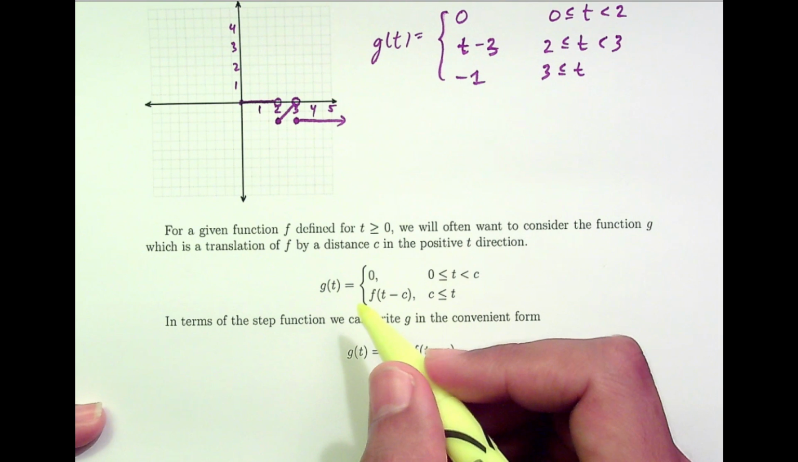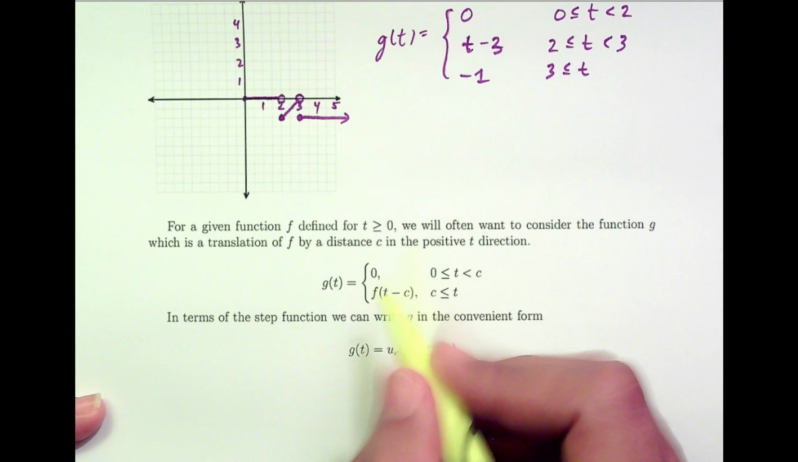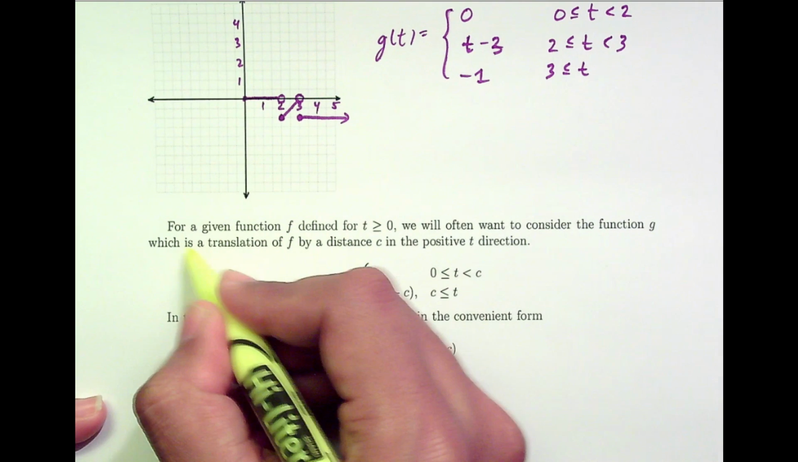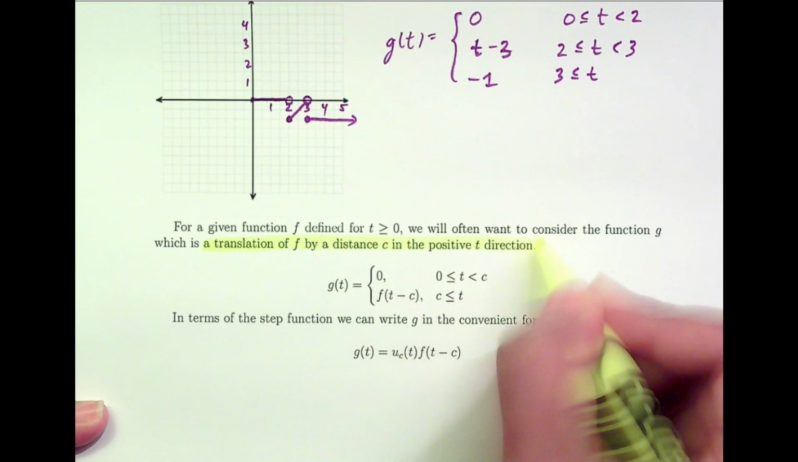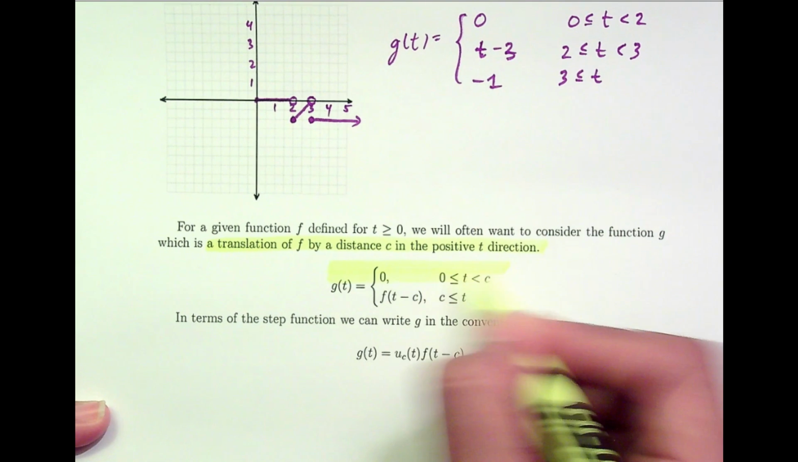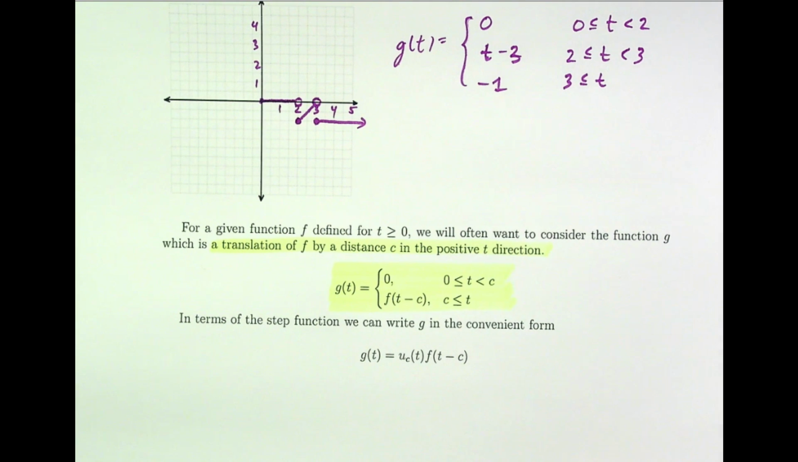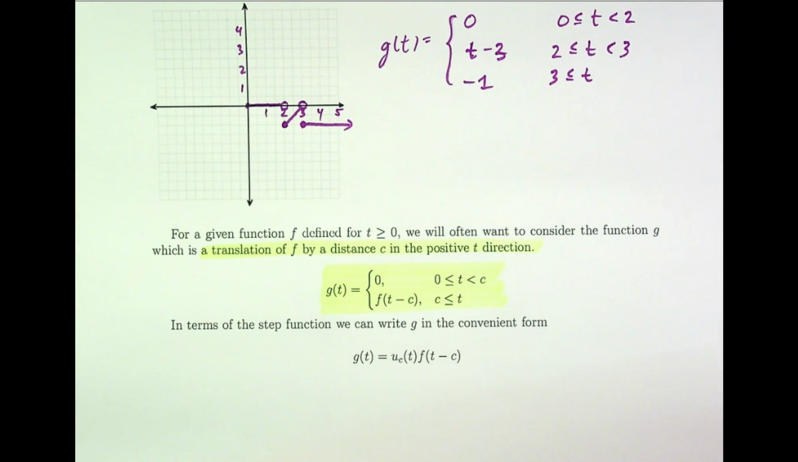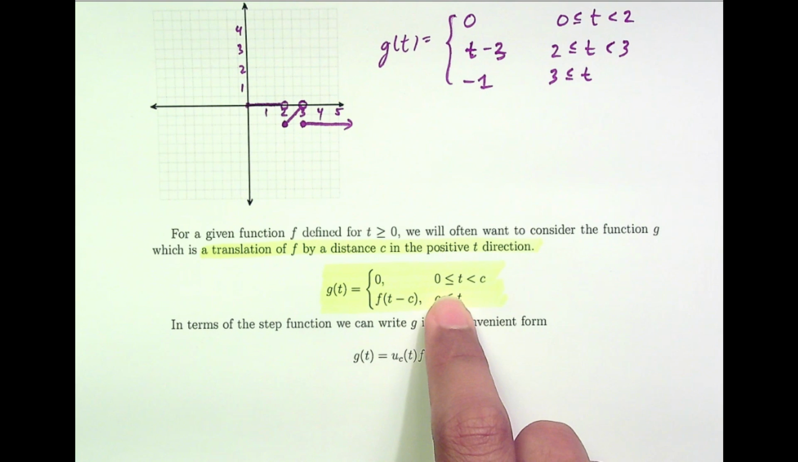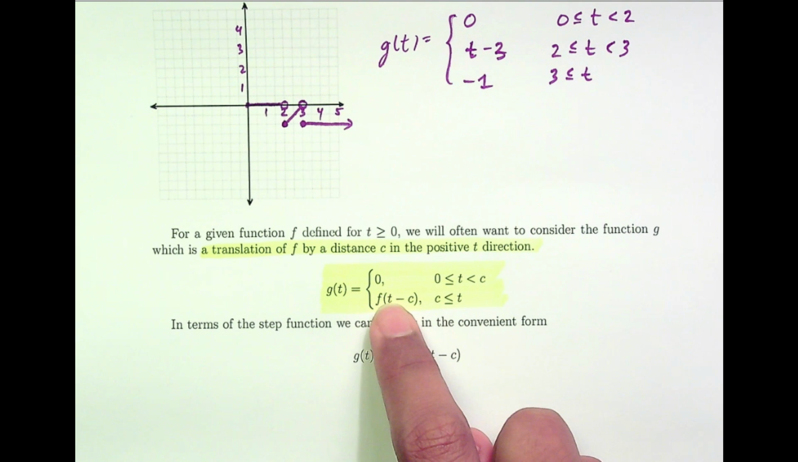So the function that we want to consider, that is a translation of f by a distance c in the positive direction, is this new function defined here. Starting with f, this function g, defined in terms of f, is a translation of f by a distance c in the positive direction. So now this one is going to start at 0 and end at c, and after c, starting at c, it has this value.